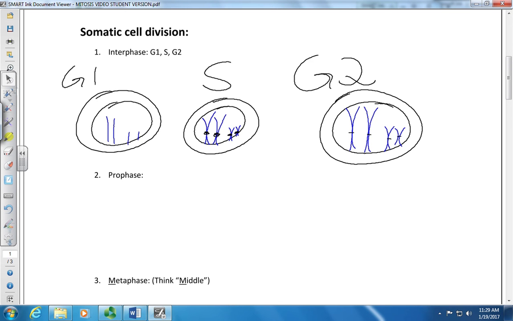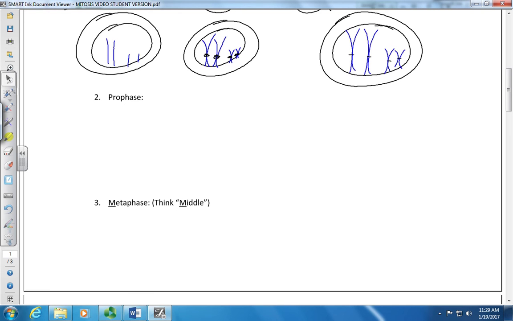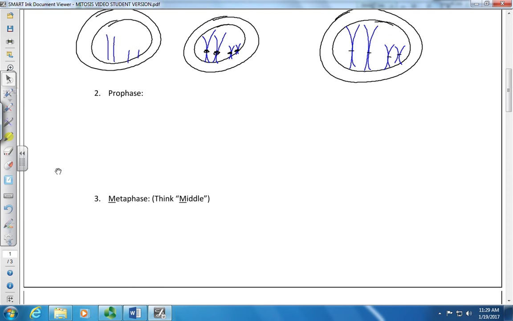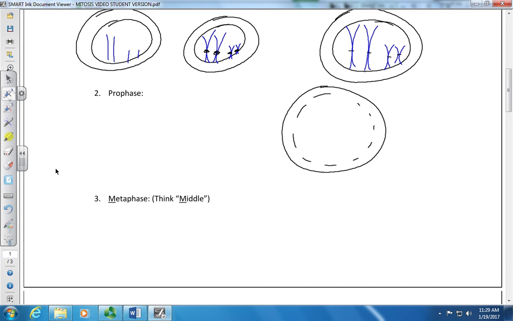Now, the cell will move then into prophase. Now, prophase is kind of cool. So what happens in prophase is not really a whole lot, but the nuclear membrane starts to break down. Centrioles appear on opposite ends of the cells, and these little spindle fibers start to form out from the centrioles. And your chromosomes, they start to condense a little bit more. They get a little bit closer, a little bit tighter.